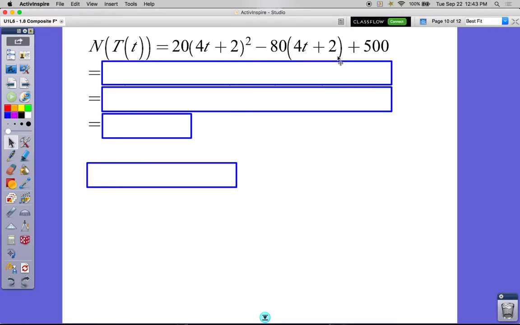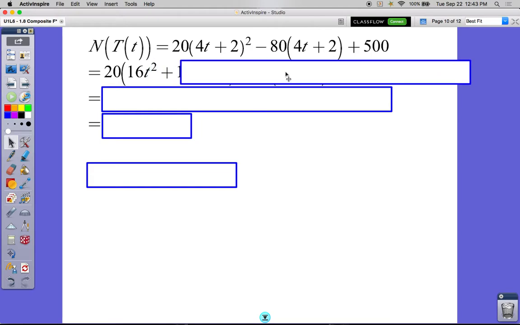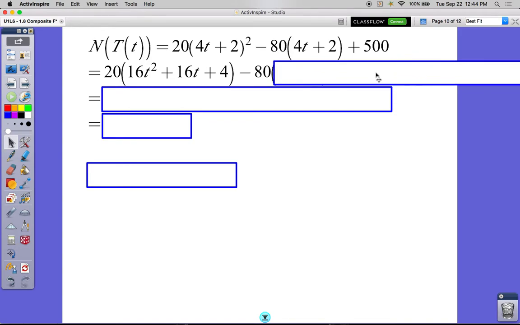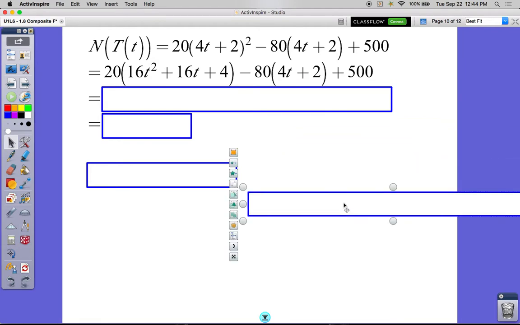So 4t plus 2 squared is a FOIL problem. And if we fast forward on that one, it's really just 4t times 4t, which is 16t squared. Multiply those two together becomes 8 and then double. So 16t plus 4. But that still has a 20 on the outside. Then minus 80. Not going to do anything just yet for the same reasons that I didn't multiply the 20. Just kind of carry the rest over for now.